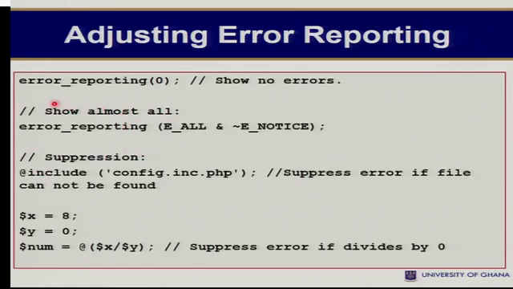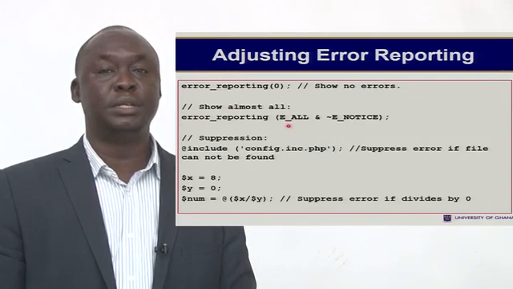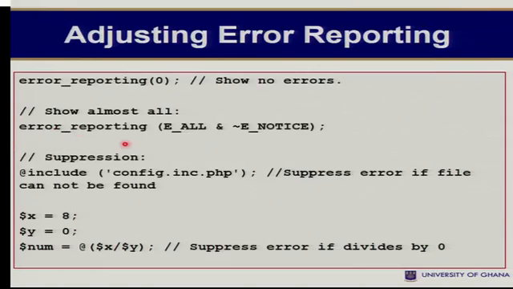For instance, if I specify in my code that error_reporting should be 0, this means show no errors at all. I won't see any. Now, this means show all errors. If I want to show all errors, then I have to set the error reporting to show me all the errors, including warnings and everything, and notices. Typically, this is how you do that.